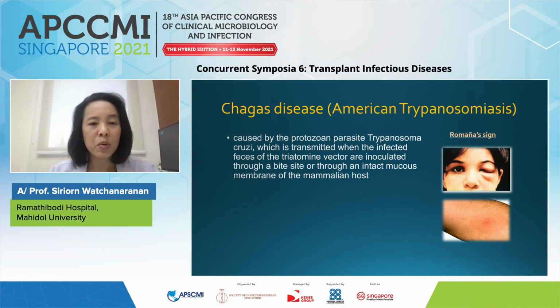This is an example of Chagas disease. A lot of you are probably not familiar with this because we are not in an area with prevalence of the disease. This is a Romana sign, the primary inoculation of the infection. You can see the typical swelling of the eyes or some indurated area where the insect bit. Next slide, please.